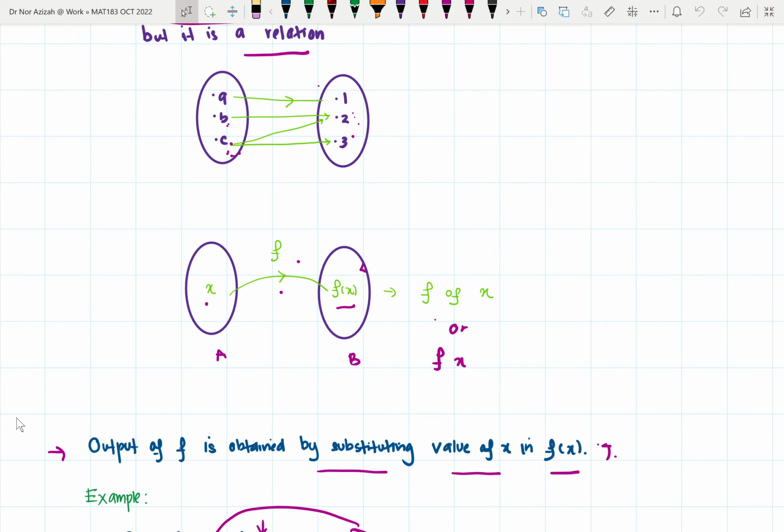Okay, so we proceed with the second example, but before that, look at this mapping here. We have x and then we have a function f, so we got f(x). You can also write that y equals f(x), or you can just use f(x). Now we continue with the second example.